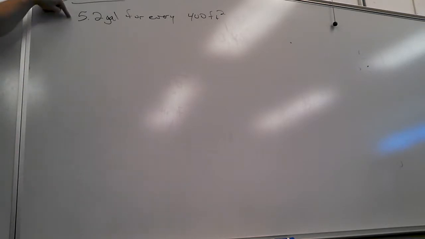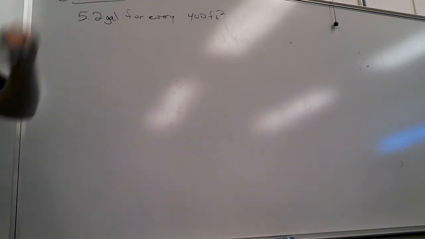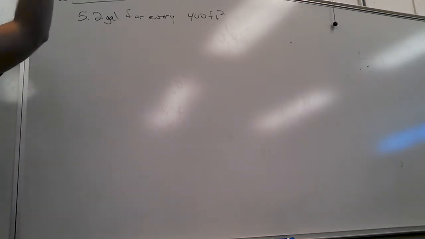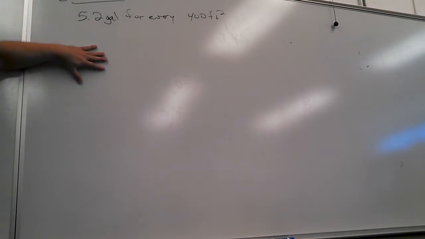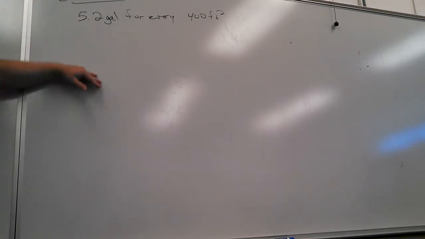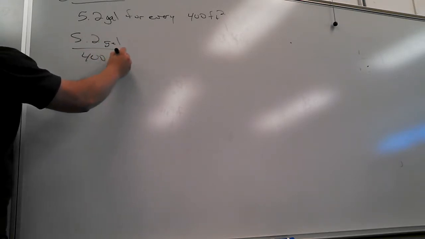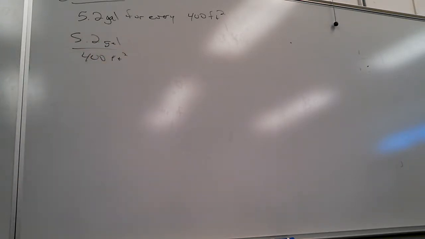So if it takes 5.2 gallons for every 400 square feet, now that by itself is section 6.1, create the ratio. Can you write the ratio that represents this? How do I write it? Over 400. Yeah, 5.2 gallons over 400 square feet. And I could reduce that, but we're not going to do that right now.